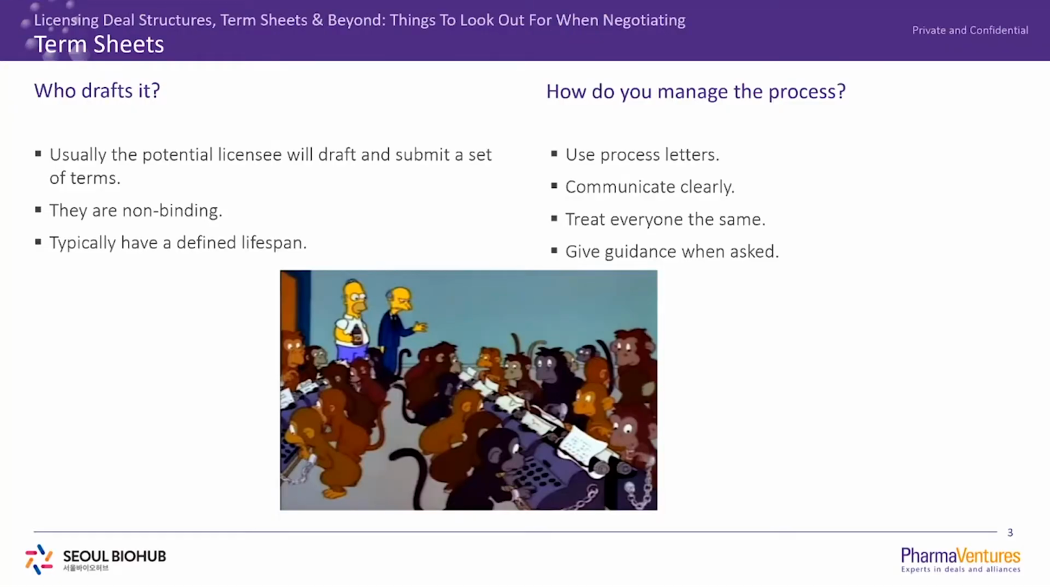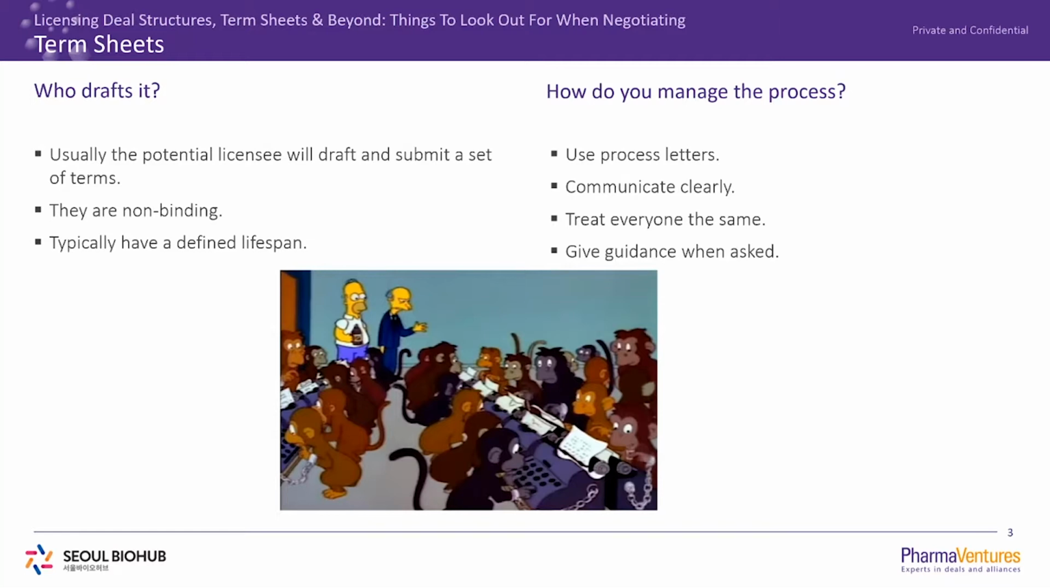We'll talk about process letters. Process letters are a very useful tool and they come into play through the negotiation process and the deal process. Communicate clearly, and usually it's good to have a single person on each side as the point person who will manage the communications. That gets a little more complicated when you come together because you need various people participating. Try and treat everyone the same so that everybody is getting the same information or same level of information, so the offers don't get skewed particularly, and try and give guidance when asked.